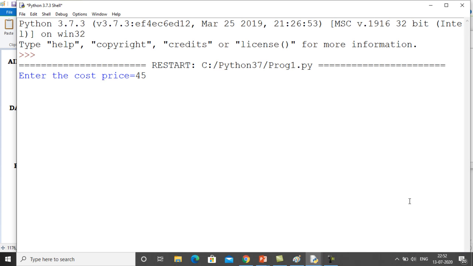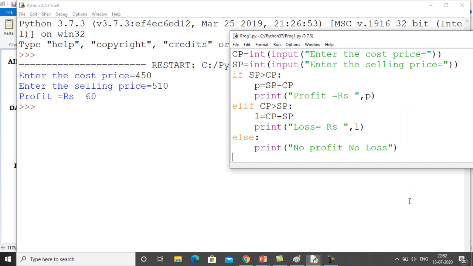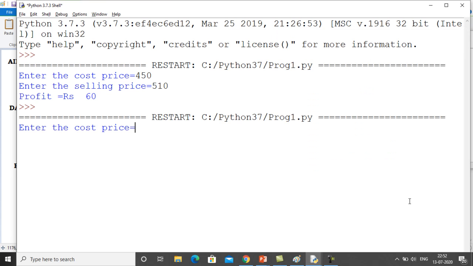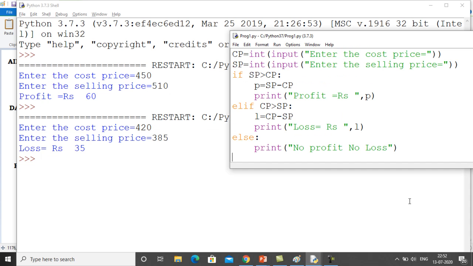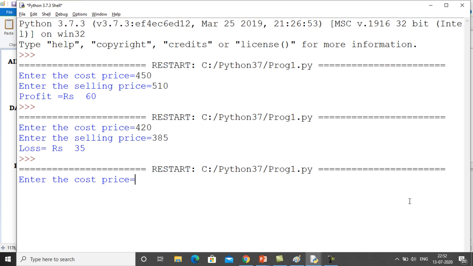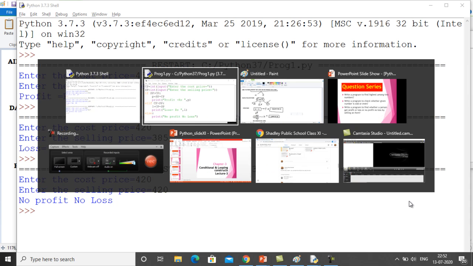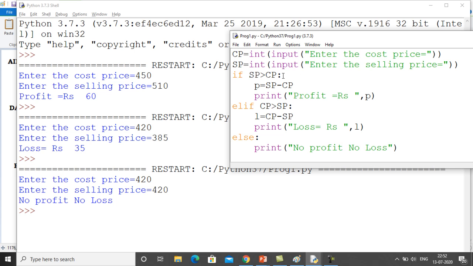Now it is asking me the cost price. I have given the cost price as 450 and the selling price as 510. It shows that I'm getting a profit of rupees 60. Suppose I run it again and give 420 as the cost price and 385 as the selling price. It shows me a loss of rupees 35. When I run this code again and put the cost price as 420 and the selling price also as 420, it shows the message no profit, no loss. So this is basically the coding for that question.